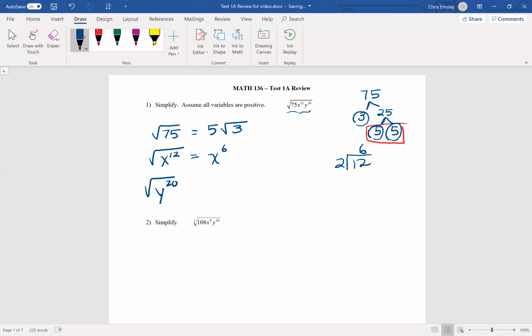Same thing here for the square root of y to the 20th. 2 goes into 20 10 times, so this is equivalent to y to the 10th. Remember, these were all factors, they were all multiplied together, so when we put our final answer together, we would write this all multiplied together: 5x to the 6th, y to the 10th, times the square root of 3.